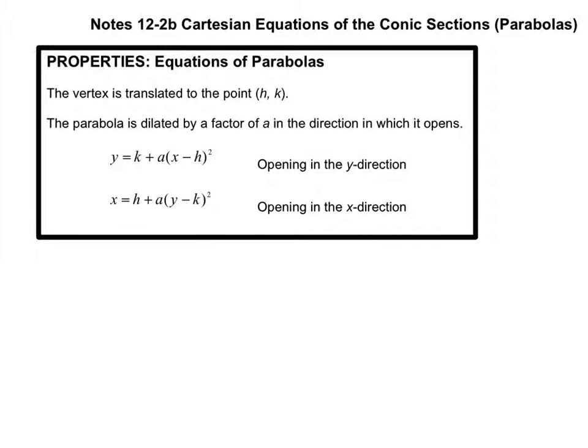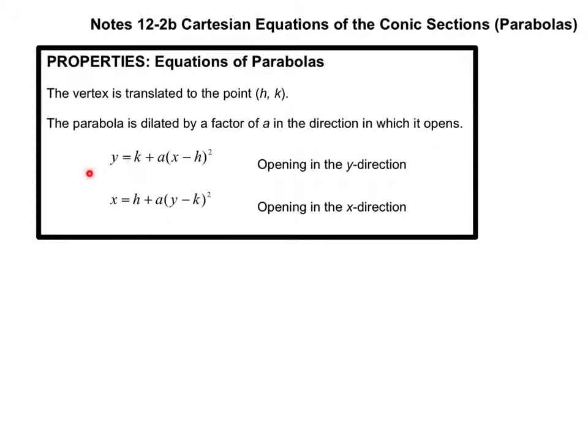All right, today we're going to talk about the Cartesian equation of the parabola when you think of a parabola as a conic section. So a parabola has a vertex, which you're familiar with, h comma k, and it can be dilated by a factor a, which is often called the amplitude. And that's also going to tell you if it's going to be opening left or right or up or down, depending on what type of a parabola you're working with.